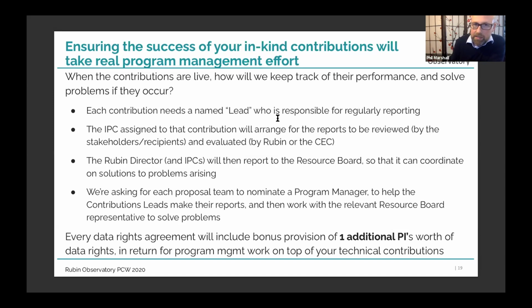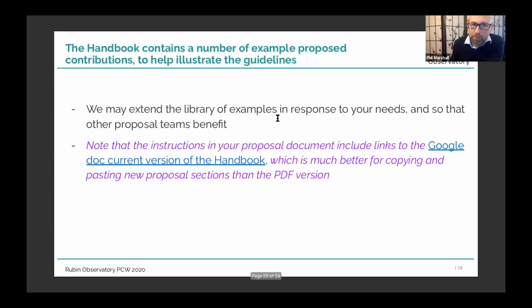Okay, let's keep going in the last few minutes just to give you a sense of what else is in this slide deck. In the handbook, there are example proposal sections. Do note that the Google Doc version of the handbook is much easier to copy and paste from than the PDF. So look for the link in your proposal document that links to the handbook. That link takes you to the Google Doc link. If you can't find it, just get in touch with us and we can provide the link on request. But the Google Doc version is easier to copy and paste from. And we imagine you doing a lot of copying and pasting when putting together your proposal.